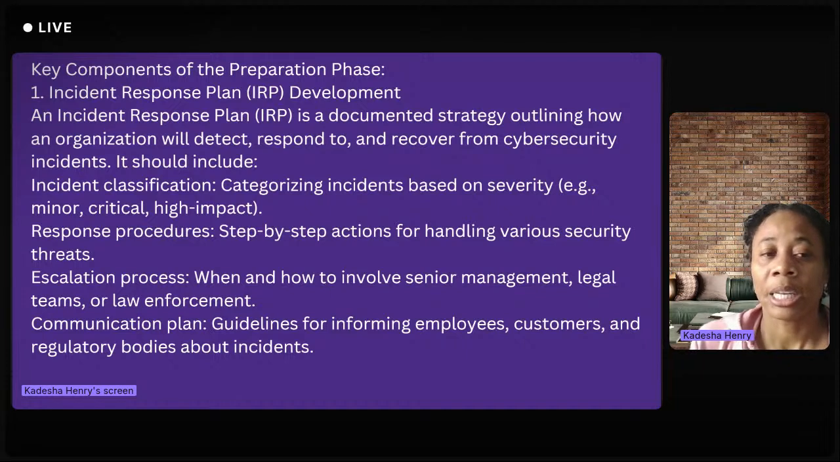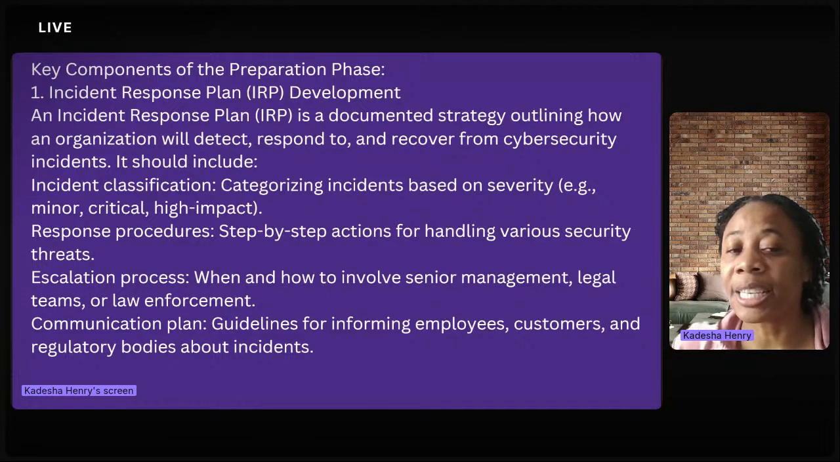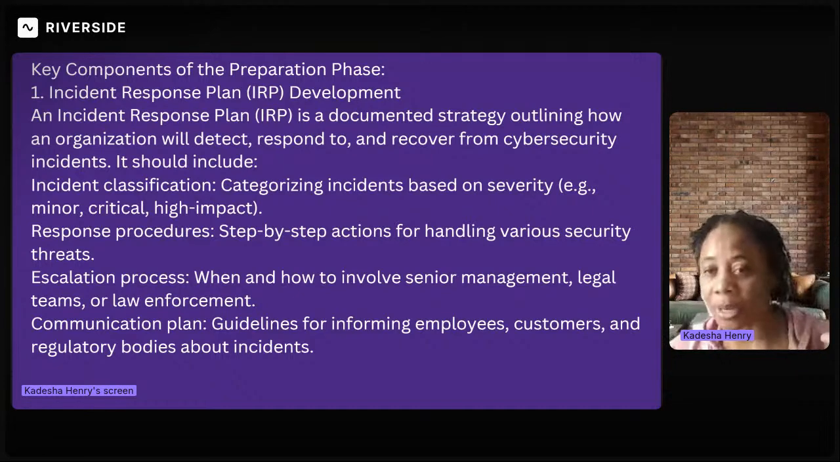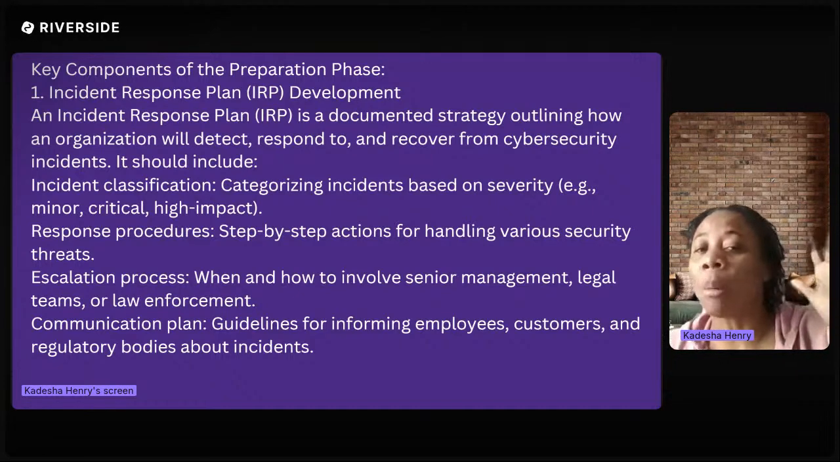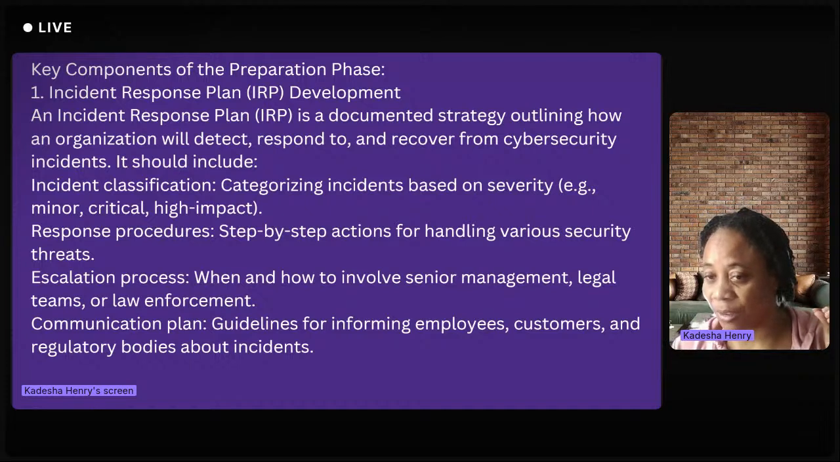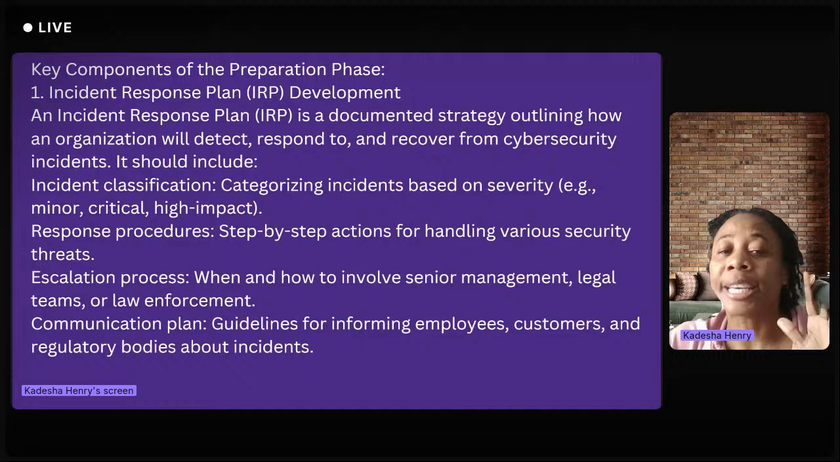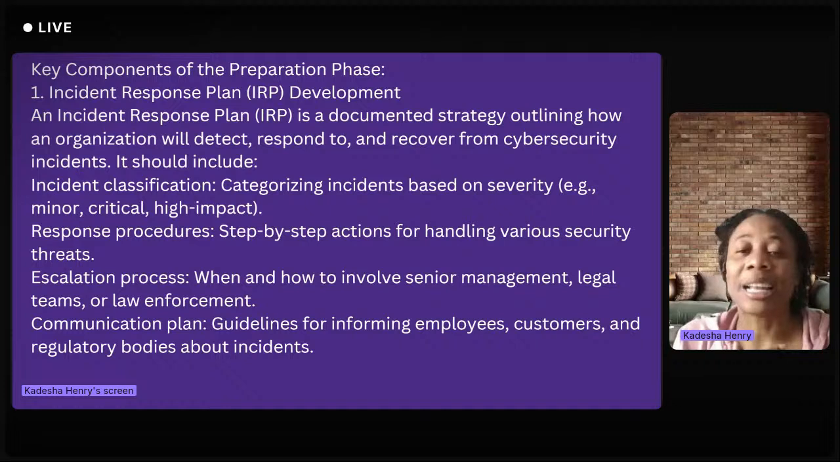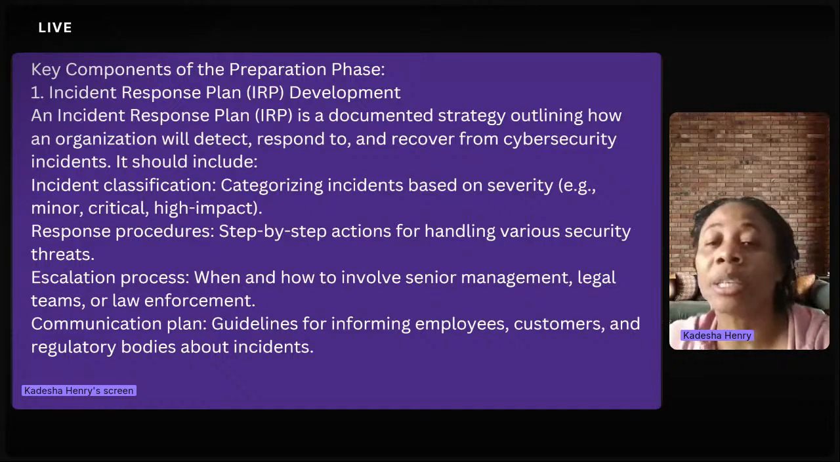right? It should include incident classification. In the preparation, we're still in the preparation phase. We're looking at the components of the preparation phase, right? So it's going to categorize the incidents based on severity in this stage, whether it's minor, critical, high impact, right? Whatever it is. So in this phase, it tells you how you're going to categorize them.